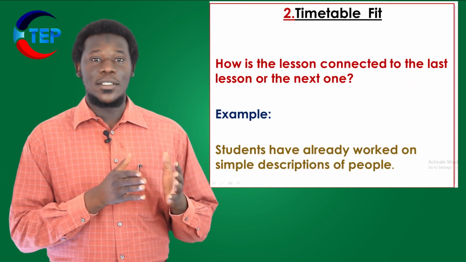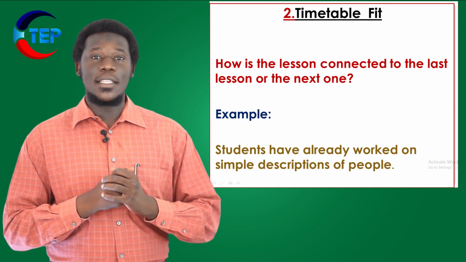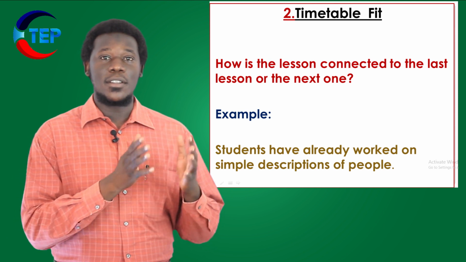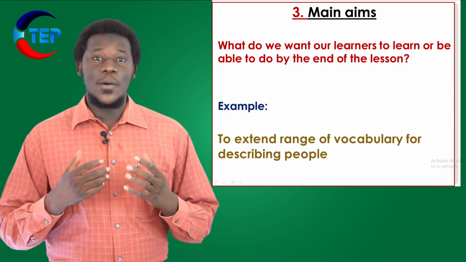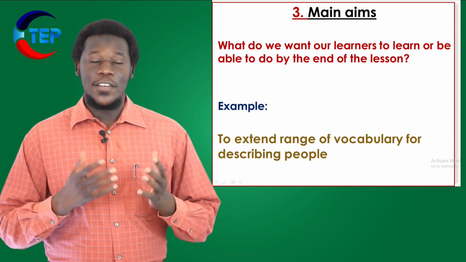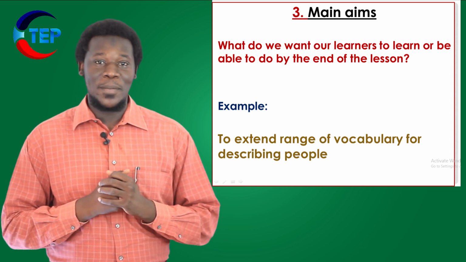Number two, timetable fit. How is the lesson connected to the last lesson or the next lesson? For example, students at this stage might have already worked on simple descriptions of people. Number three, main aims. What do we want our learners to learn or be able to do by the end of this lesson? For example, students are going to extend their vocabulary for describing people.